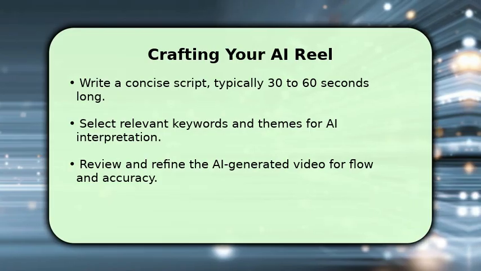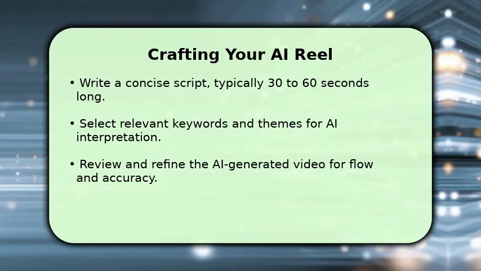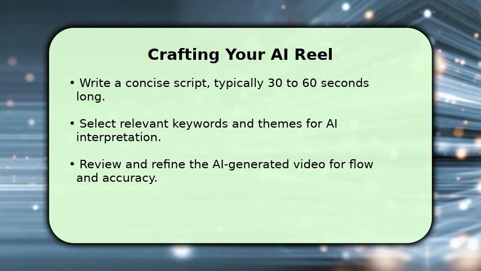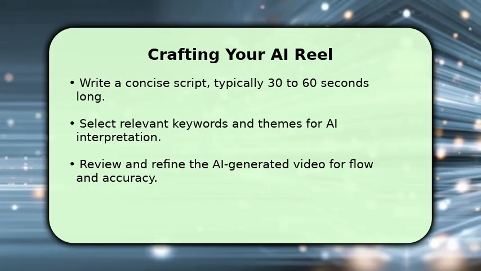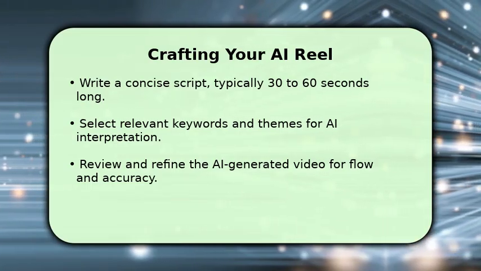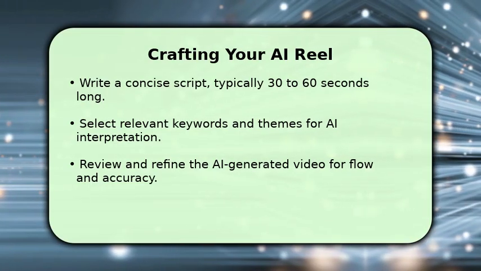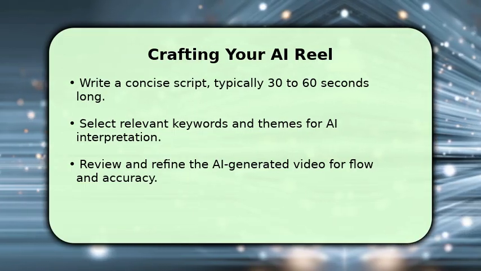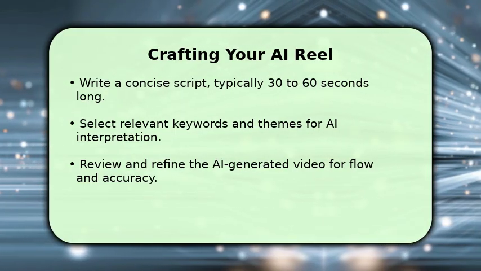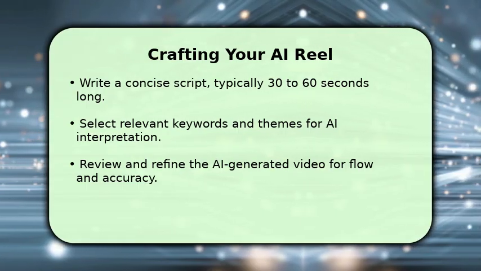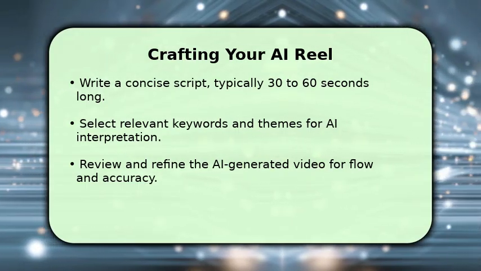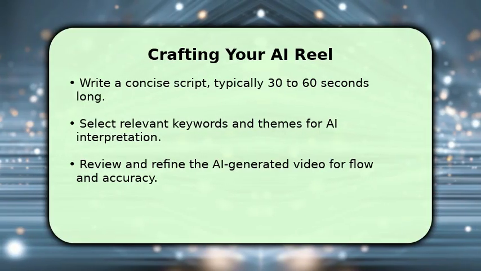To craft your AI reel, begin by writing a clear and concise script, ideally for a video 30 to 60 seconds in length. Your script should include key messages and calls to action. Next, input your script and select relevant keywords or themes to guide the AI in generating appropriate visuals and audio. Finally, review the AI-generated video carefully, making any necessary adjustments to ensure it flows well and accurately conveys your intended message.